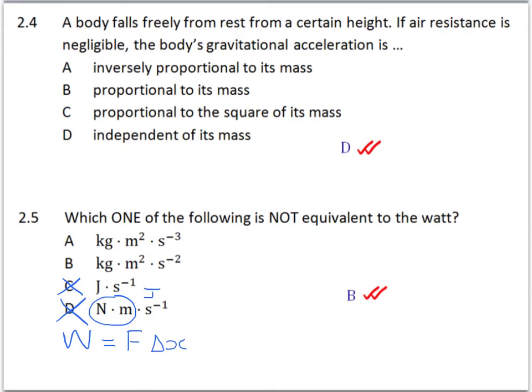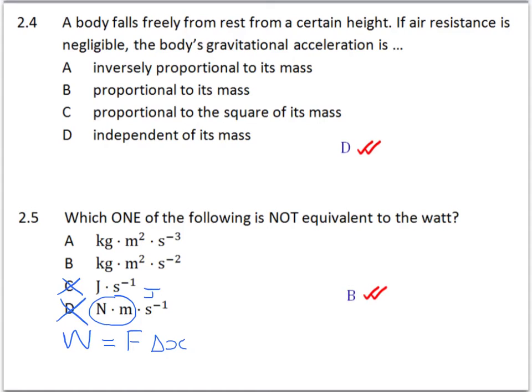And now it just comes down to choosing between A and B. You can see that A and B are almost identical. The only difference is the factor of s to the minus 3 in A and the factor of s to the minus 2 in B. How do we choose between these? It's not an easy one.